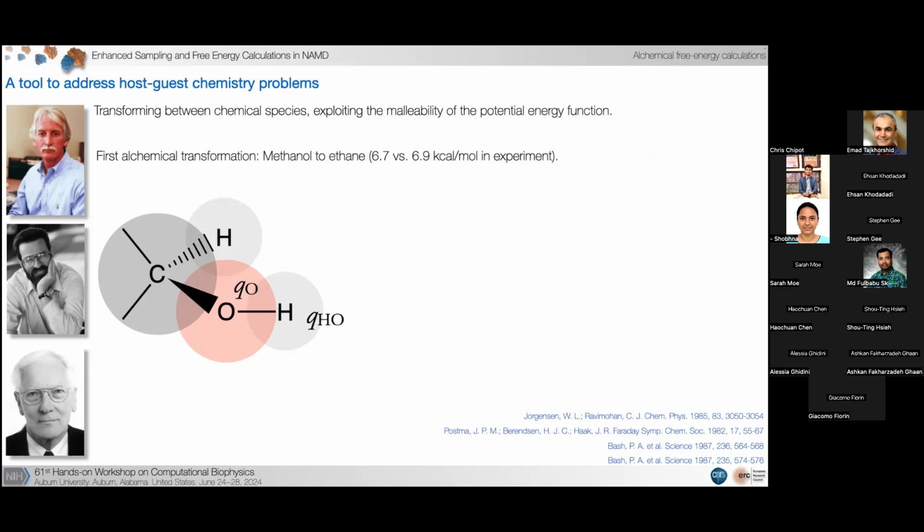Okay, so let me start with, again, some historical context. These guys are considered to be the forefathers of alchemical transformations. On the top is Bill Jorgensen. First really meaningful alchemical transformation, with Ravi Mohan in 1985, so almost 40 years ago, transforming methanol into ethane with a remarkable accuracy at the time.